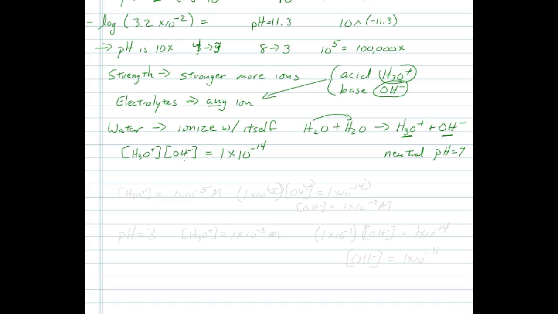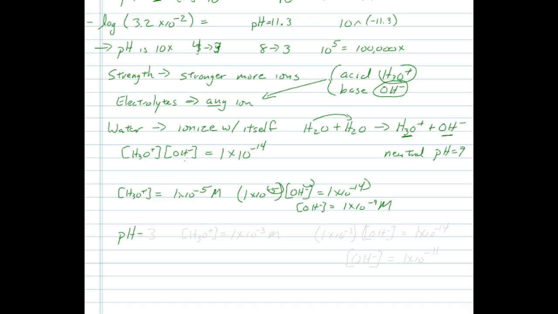So if the hydronium ion concentration is equal to 1 times 10 to the negative 5, if you plug that in there, you'll get 1 times 10 to the negative 5 times the hydroxide ion concentration equals 1 times 10 to the negative 14. When you multiply powers, you add the exponents, so negative 5 plus something will give you negative 14. The answer is negative 9. So the hydroxide ion concentration is 1 times 10 to the negative 9 molar. These are molarities on the concentrations.